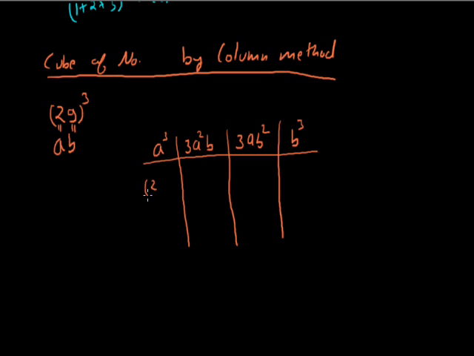Now 3 into 2 is 6, and 9 square is 81. So 6 into 81, we get 486. And 9 cube is 729.